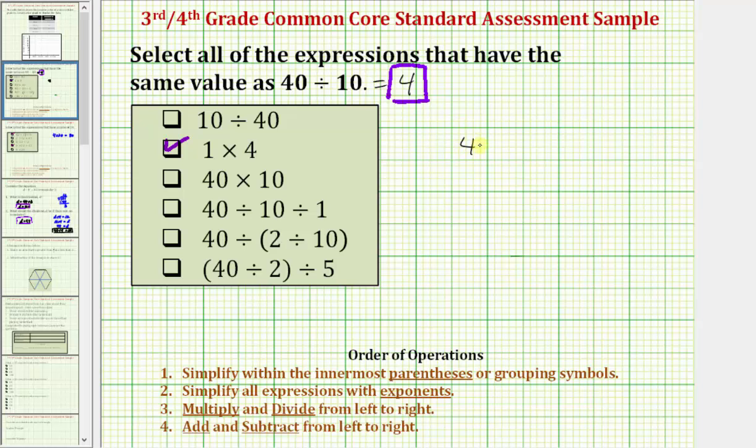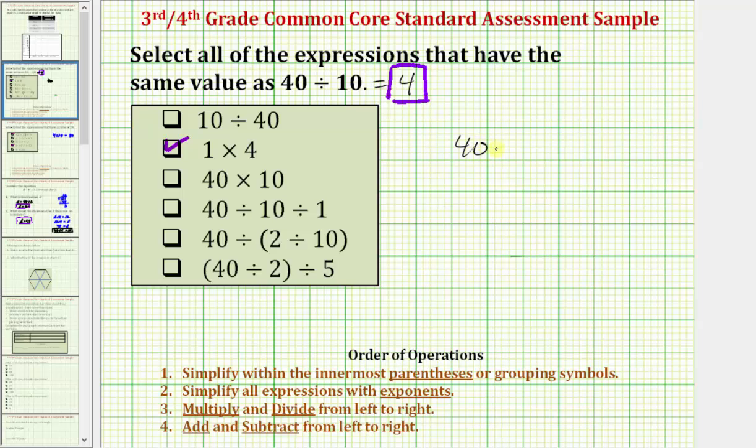Next we have 40 times 10. Well, again, we should recognize right away this is not going to be equal to 4, so we can go ahead and stop here and go on to the next expression. But for review, 40 times 10 would be equal to 400, which obviously is not equal to 4, so we go to the next expression.